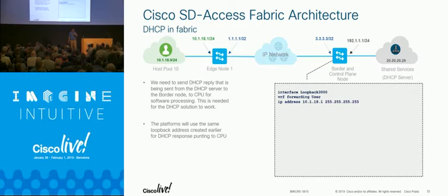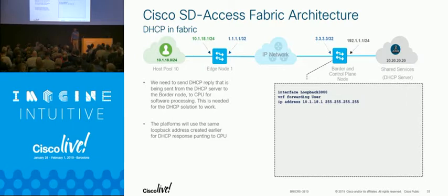Because of the loopback, we punt it to CPU. The CPU is going to dissect the information. It is going to extract the RLOC information. It is going to extract the VRF information. And then, with that information, it is going to actually send it to the edge node.